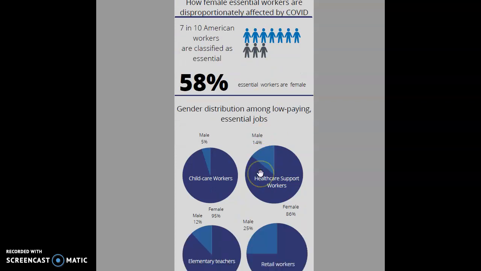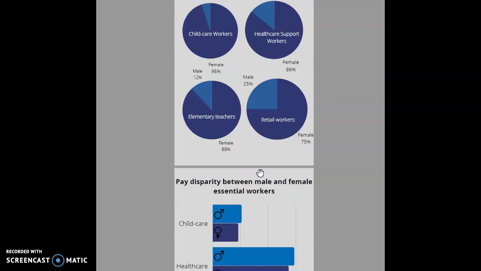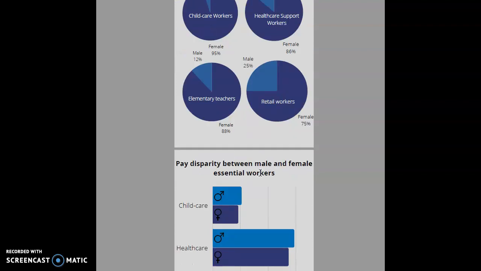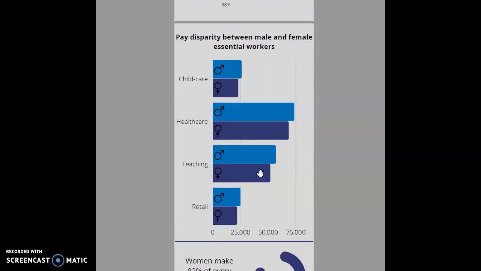Next, the bar graph applies the wage gap to those essential careers that are proportionately higher in female workers. And lastly, the isotype illustrating the wage gap emphasizes how women are being paid less, which leads to the conclusion, saying that they are being underpaid.